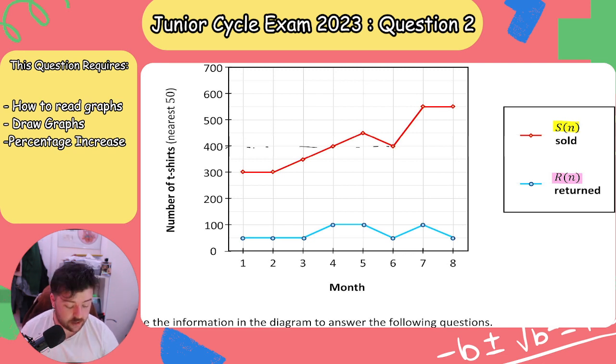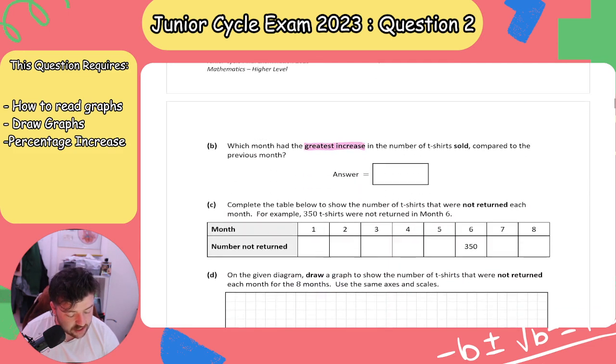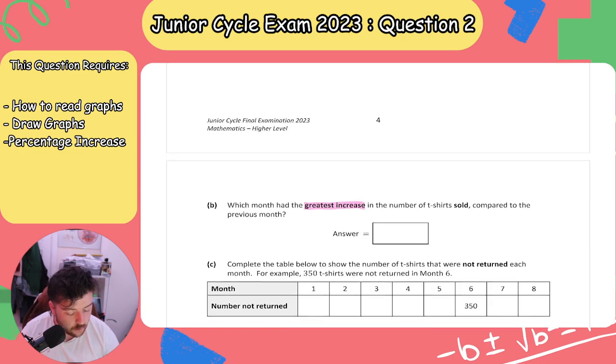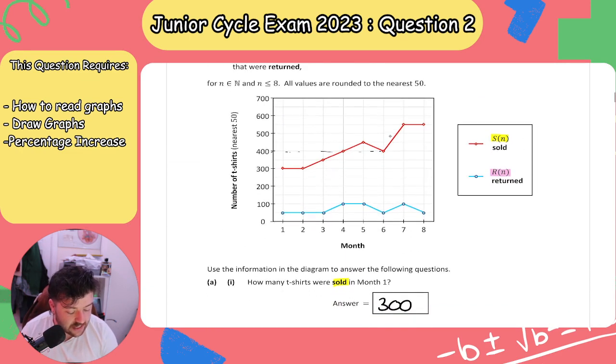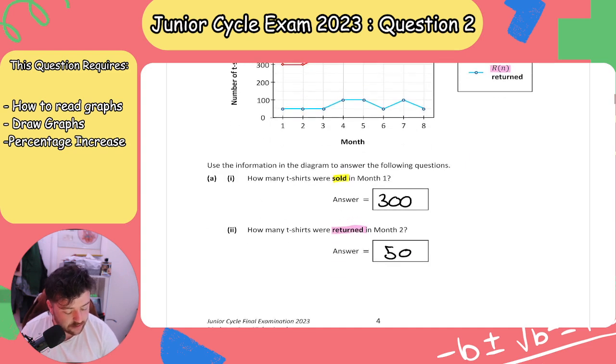So from month 6 to 7, what's the greatest increase? It was 150. Right, so which month had the greatest increase compared to the previous month? Well, then it's going to be month 7. Month 7 had the greatest increase compared to the previous month. So month 7.